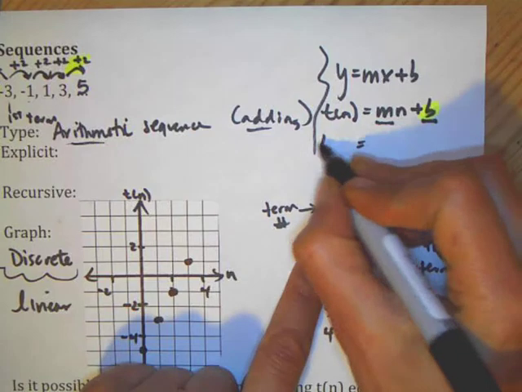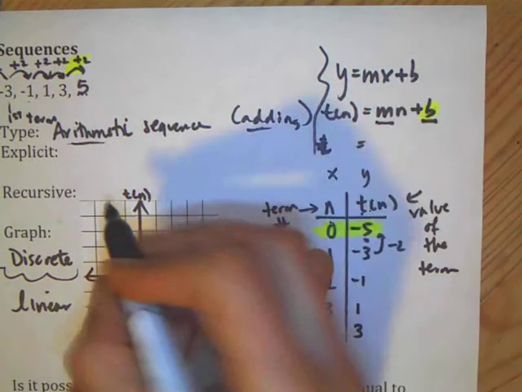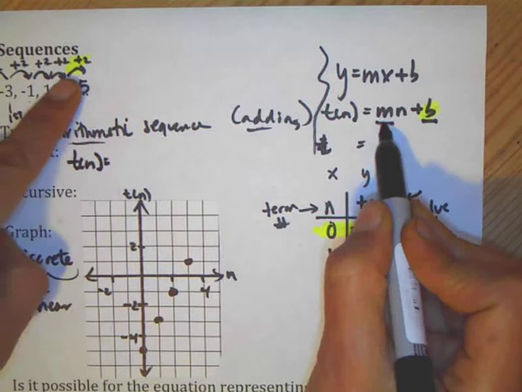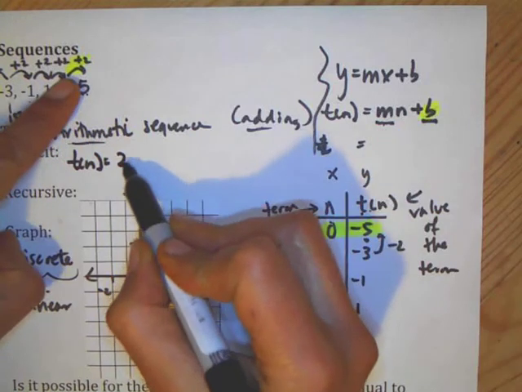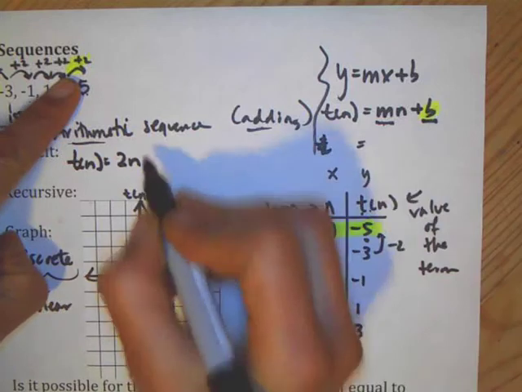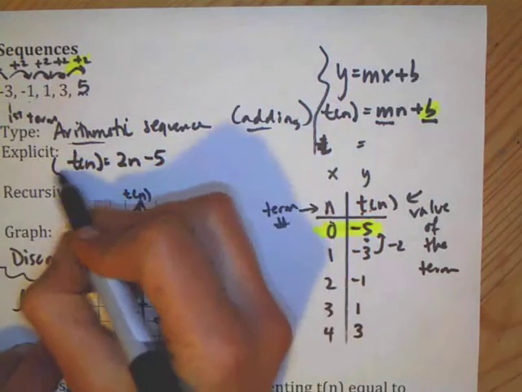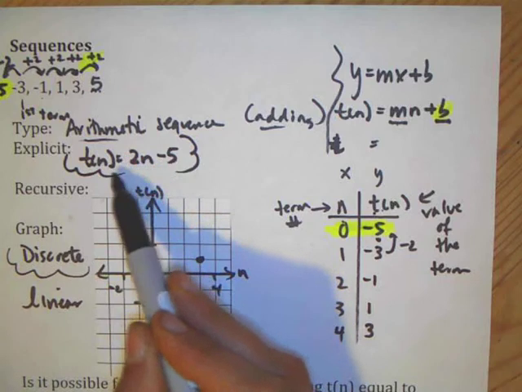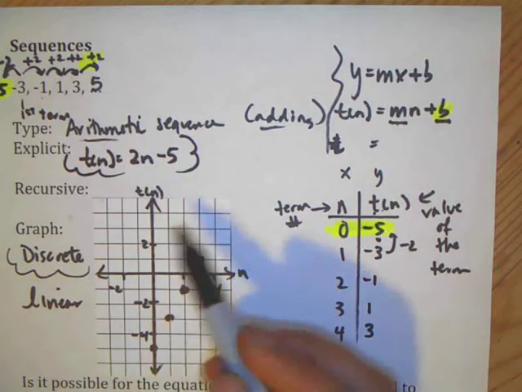So our explicit equation is t of n equals our growth, 2n, and our y-intercept, plus -5, or we can just write -5. So this is our explicit equation for an arithmetic sequence. It looks just like y equals mx plus b, but with a little bit of a twist.